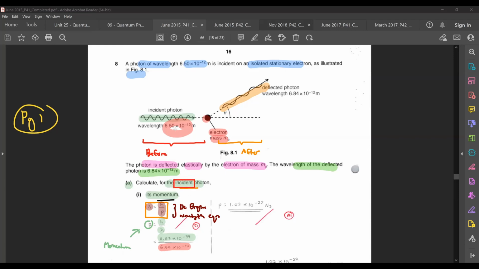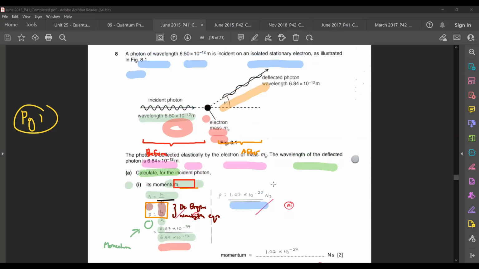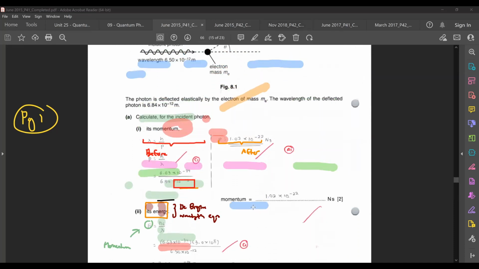So for the incident photon, it's actually referring to the photon before collision. So you must use that wavelength. All right. So your momentum here eventually will work out to become 1.02 times 10 power minus 22 Newton second. Okay, this is your momentum.